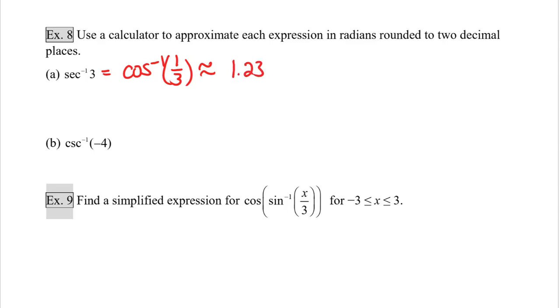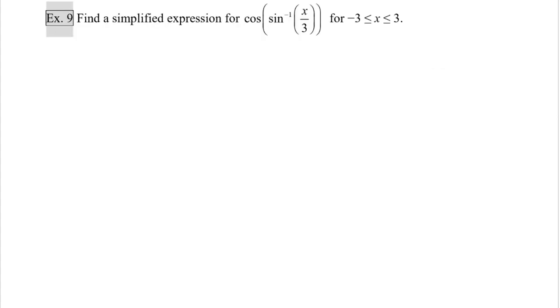And part B, the inverse cosecant of -4. Well, cosecant is reciprocal with sine, so I'm going to do the inverse sine of the reciprocal of -4, which is -1/4, and this is approximately equal to -0.25. And finally, example 9, find a simplified expression for the cosine of the inverse sine of x over 3.